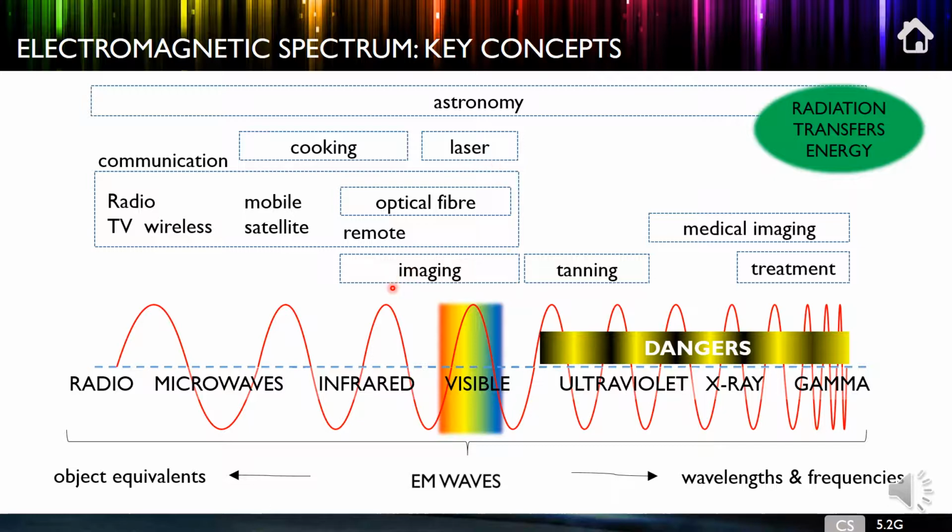Imaging of all kinds. We do have some uses of ultraviolet: killing bacteria, tanning, security features, then medical imaging and medical treatment to finish off with these high energy ones here. Now these three, as you can see here, are dangerous. All can be dangerous if strong enough, but these are the key ones to be aware of.